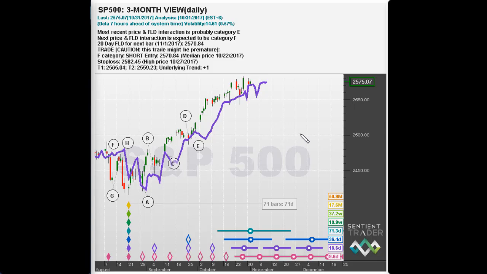Now, what do we expect from an F category interaction? We expect price to cross below that FLD on its way down to the 80-day cycle trough. And here is the nest of lows showing that that 80-day cycle trough was expected sometime last week, or towards the end of last week, or perhaps even early this week. So that is what we expect from an F category interaction between price and the FLD. The price will cross down below the FLD and come down to the 80-day cycle trough. But let's have a look at the situation on this chart.